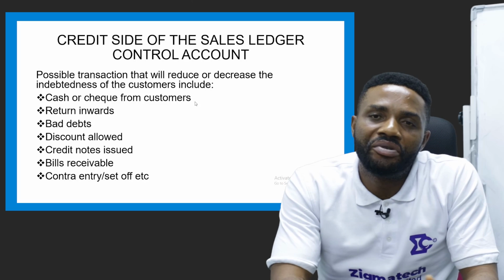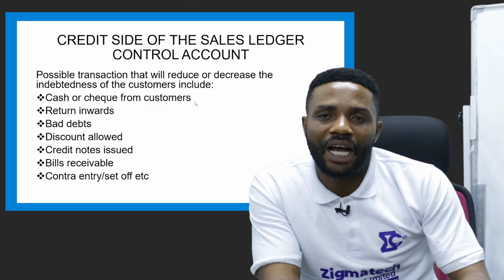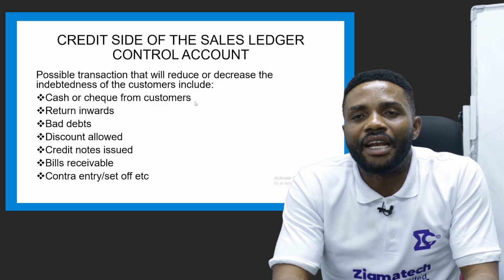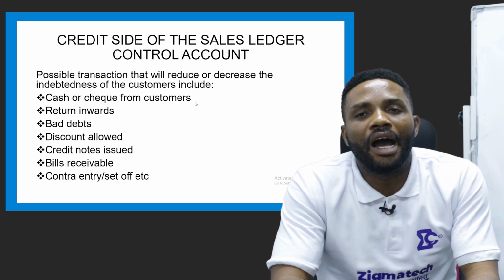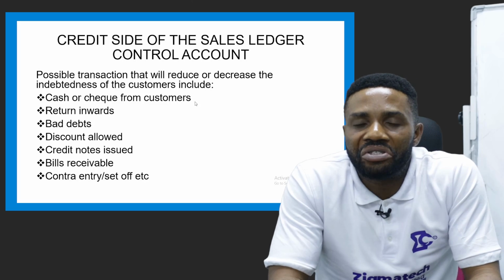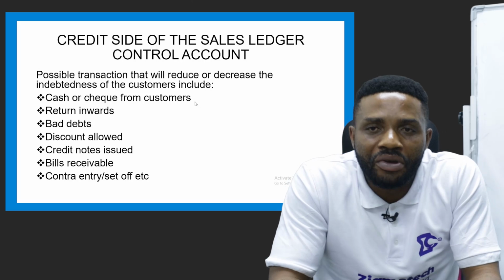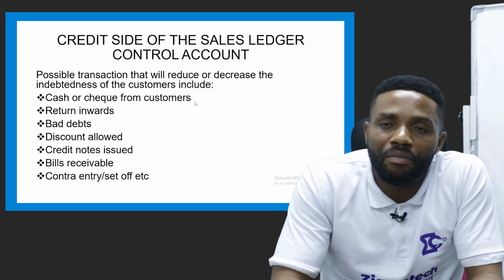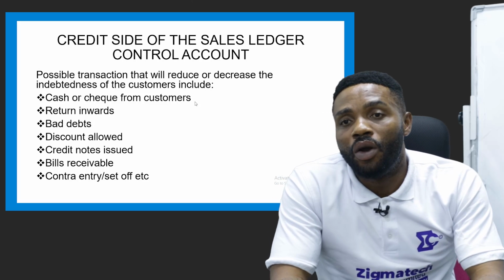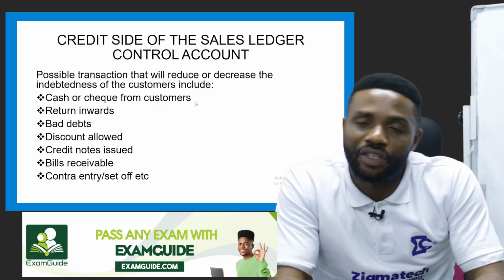Then bills receivable. Bills receivable has to do with things that you have received in exchange of whatever they are owing you. You can actually receive bills, electricity bills, water bills. Different bills can come in just in exchange of what somebody is owing you. When these bills are received, it also reduces.